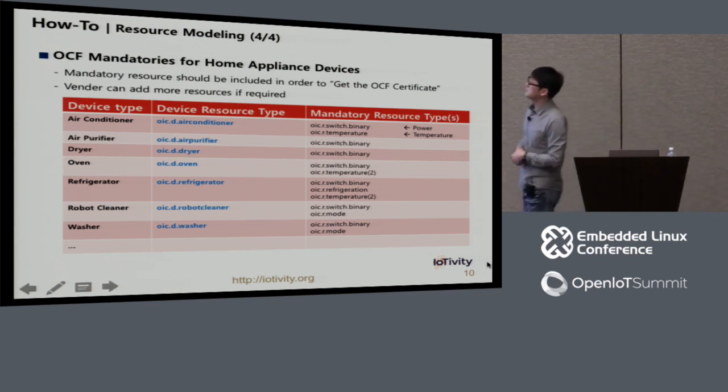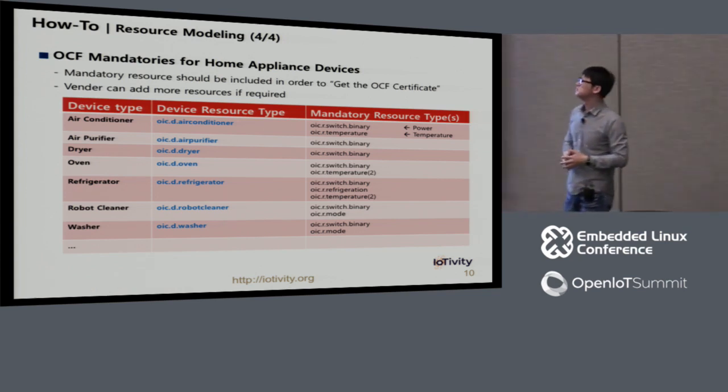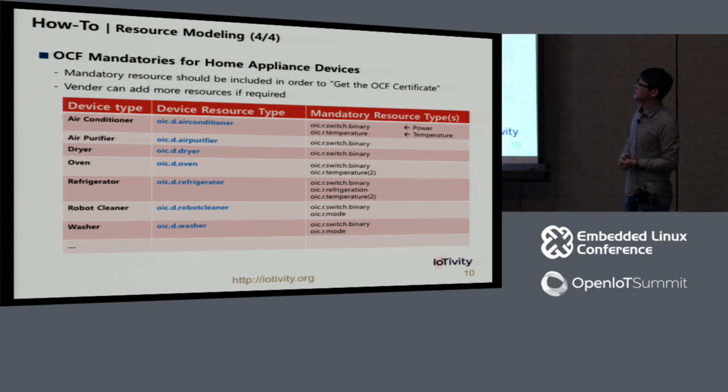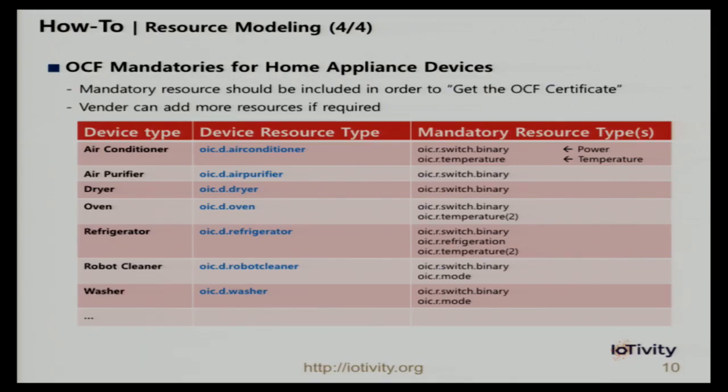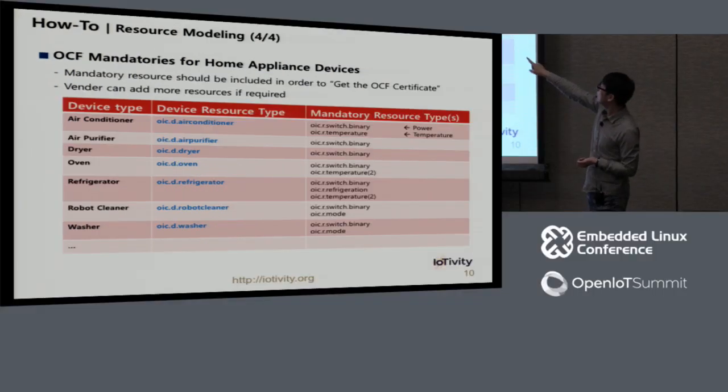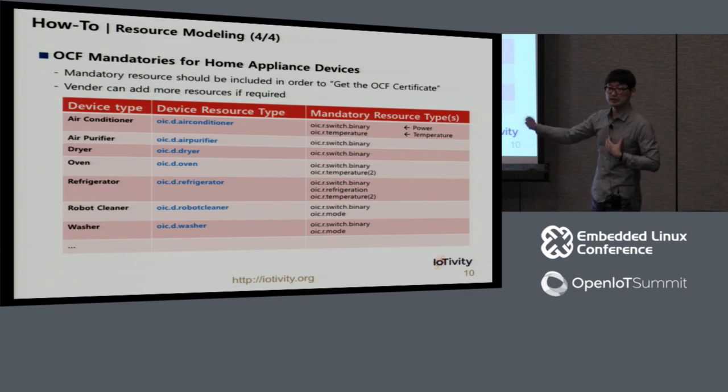Those are a brief list of the device resource types and their mandated resource types. For example, the OIC specification defines that specific devices should have some specific resource types. For example, the air conditioner should have oic.r.switch.binary so that the client can control its power, turning it on and off. And it should also have temperature so that the client can get the temperature data and control it.